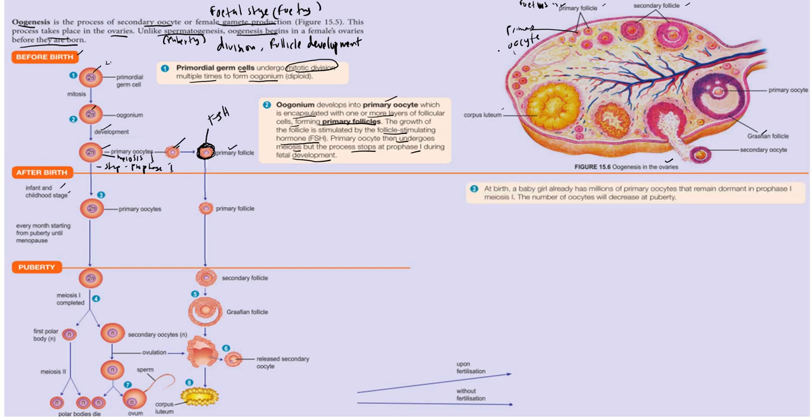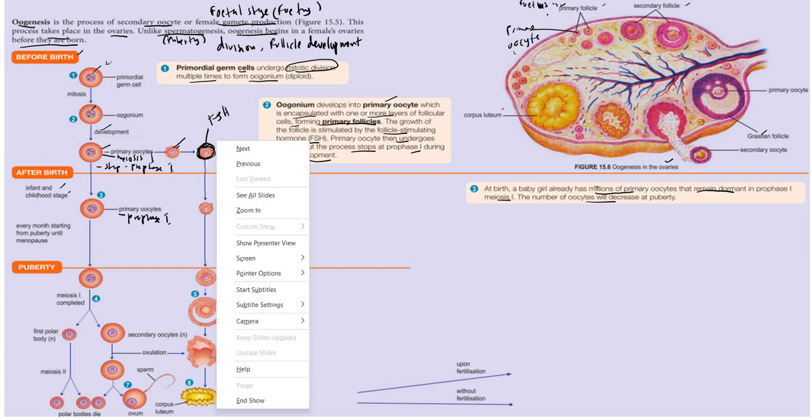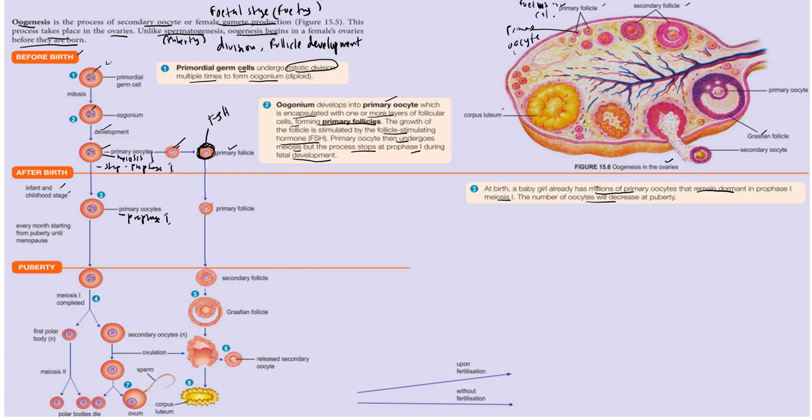At birth, a baby girl already has millions of primary oocytes that remain dormant in prophase 1, meiosis 1. The number of oocytes will decrease at puberty. So after birth, we still have the primary oocyte but still in prophase 1, not complete. You can also see under the microscope a lot of primary follicles. This primary follicle can be found in the fetus and also at birth. The primary oocytes are still in prophase 1, and the number will decrease at puberty.